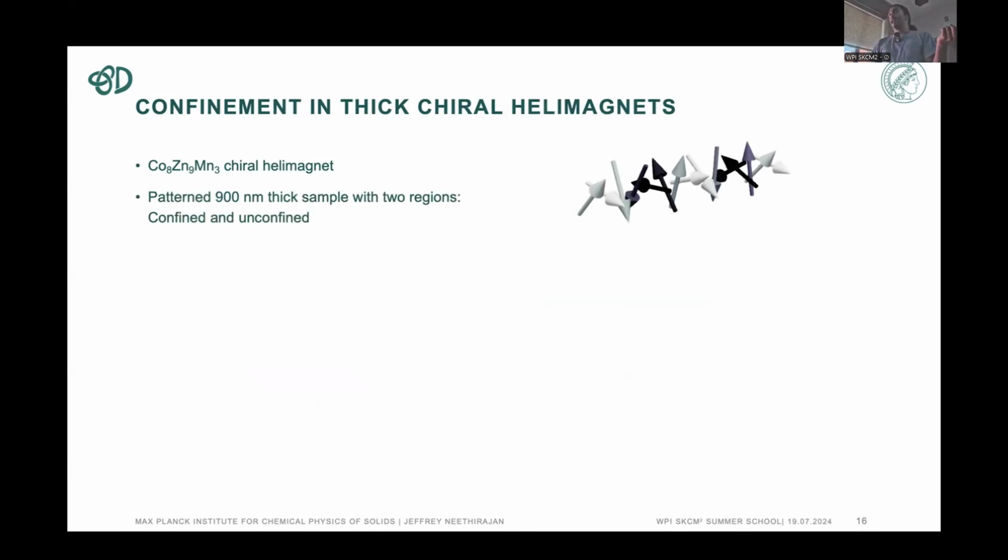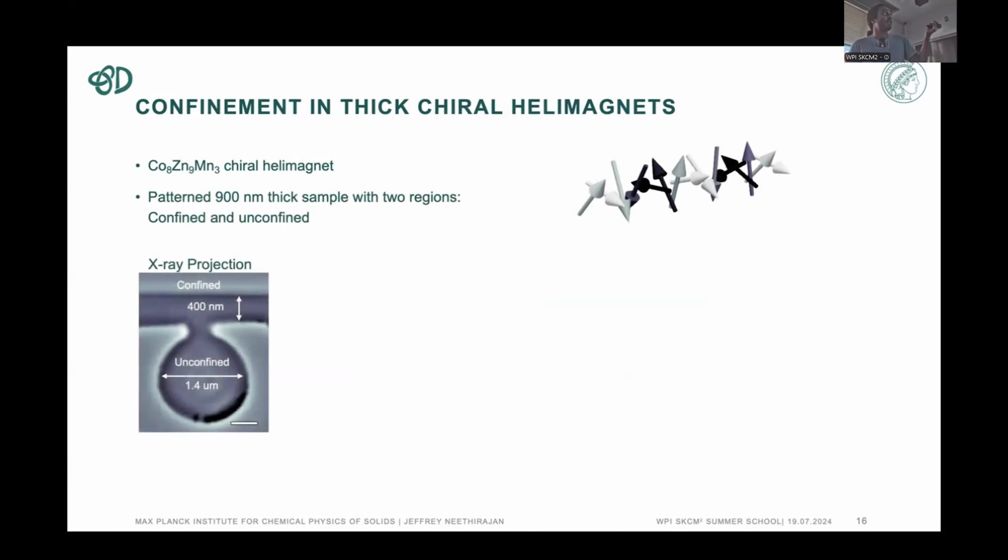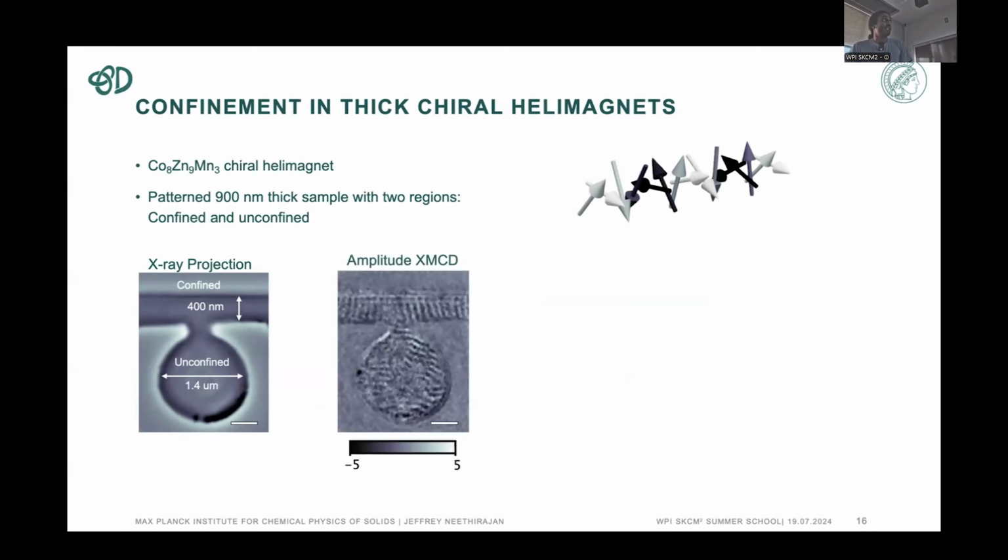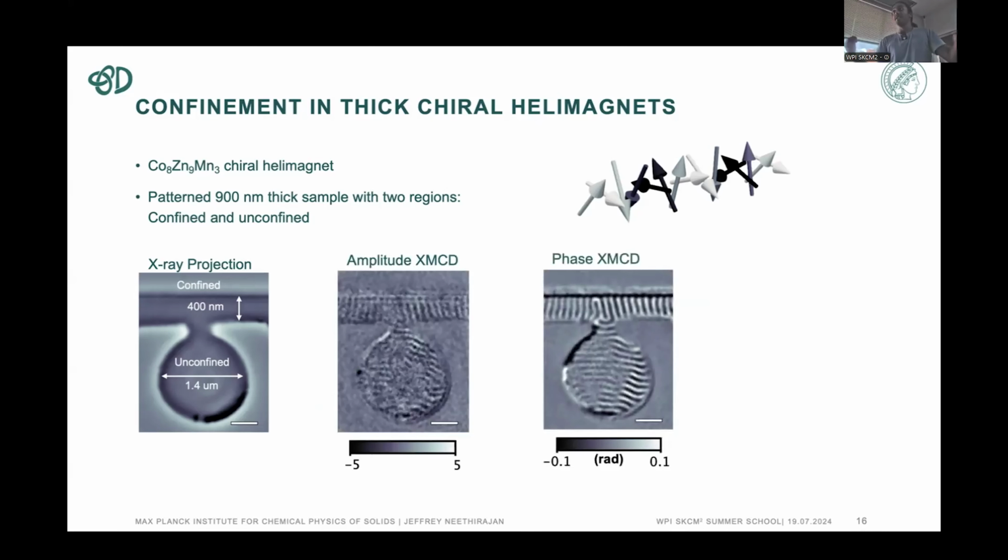Using a focused ion beam, I patterned a 900 nanometer thick sample in this fashion. So you have a confined 400 nanometer thick region, and then you have an unconfined cylindrical region, about 1.4 micrometers thick. And again, using our pre-edge technique, first, comparing the amplitude and the phase, you see beautiful domains in the phase compared to the amplitude, where it's much, much noisier.